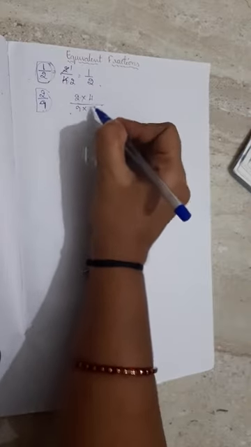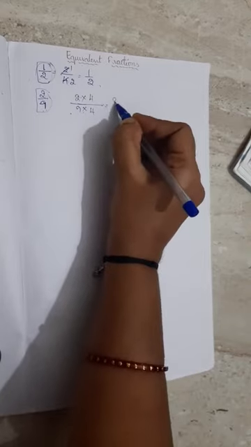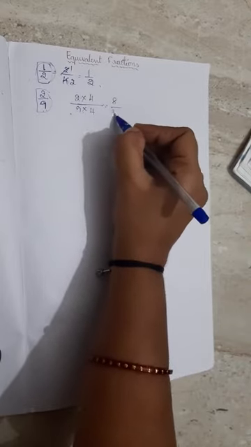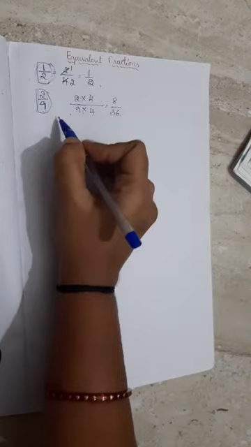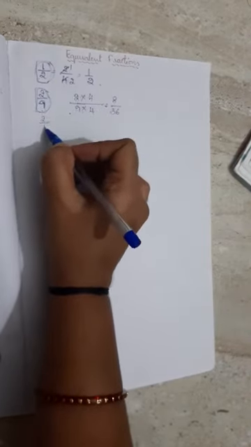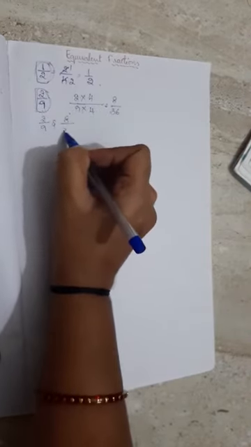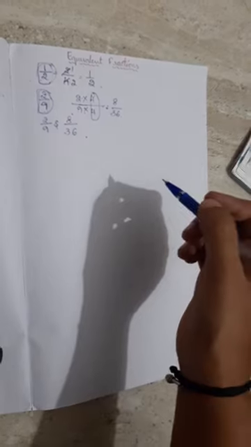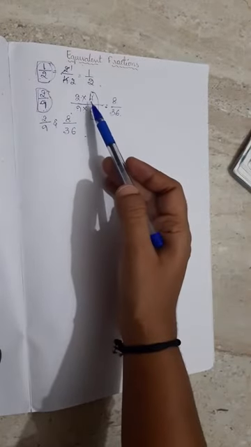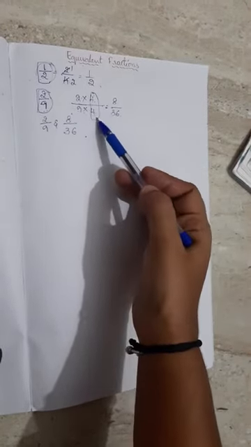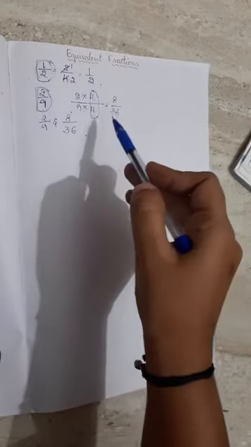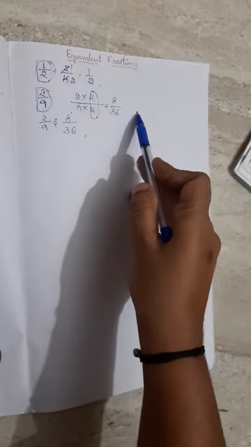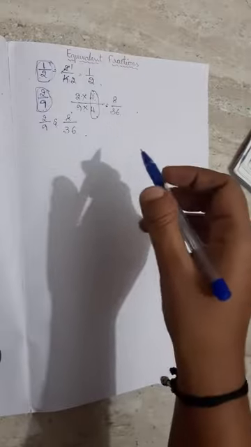For example, 4. 2 4s are 8, 9 4s are 36. So 2 by 9 and 8 by 36 are equivalent fractions. It's not that you should take 4 only. Any natural number you can take, but you should multiply both the numerator and the denominator. The answer you get is called an equivalent fraction. Clear? So let us see the exercise problems.